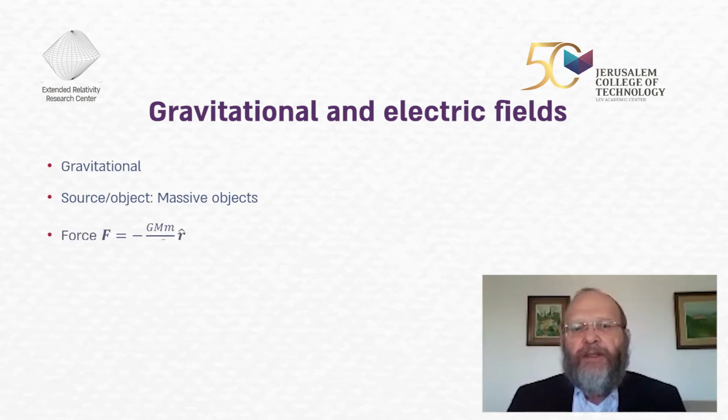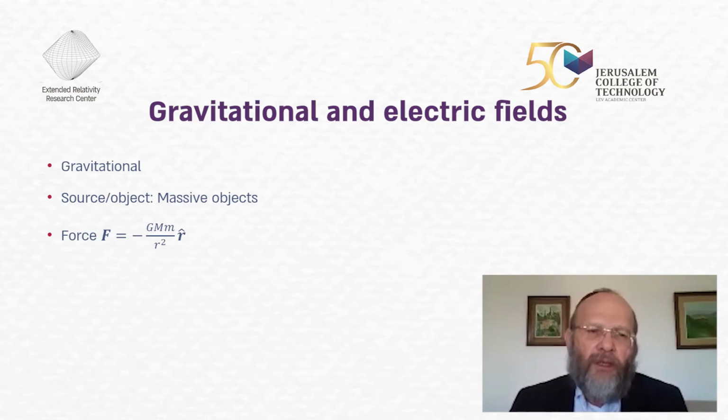The force equals negative G M m over r squared, r hat. G is the gravitational constant. M is the mass of the source. m is the mass of the object. Divided by r squared, where r is the distance between the source and the object. R hat is the direction, the radial direction, as we had earlier. The minus tells you that it is attracting. The gravitational force always attracts the object toward the source.